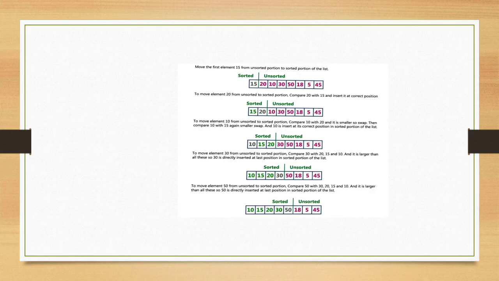And we have unsorted elements 50, 18, 5 and 45. On the right side of 30, we can observe 50.